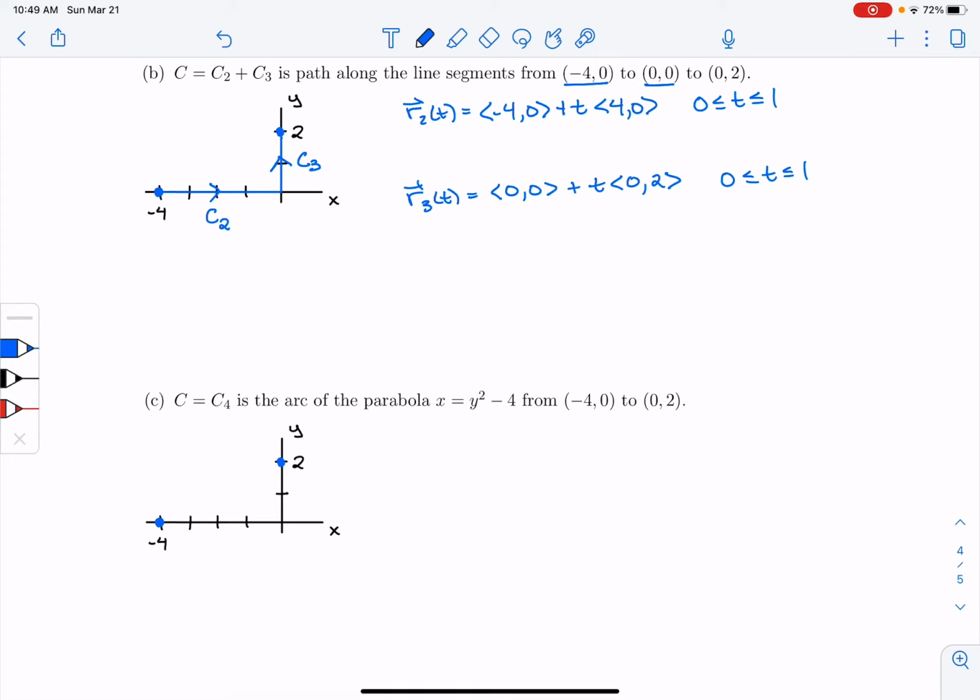Now, let's make sure we understand what x2 of t is going to be. x2 of t is going to be -4 plus 4t, and y2 of t is going to be 0. And then x3 of t, in this case, is going to be 0, and y3 of t is going to be 2t.